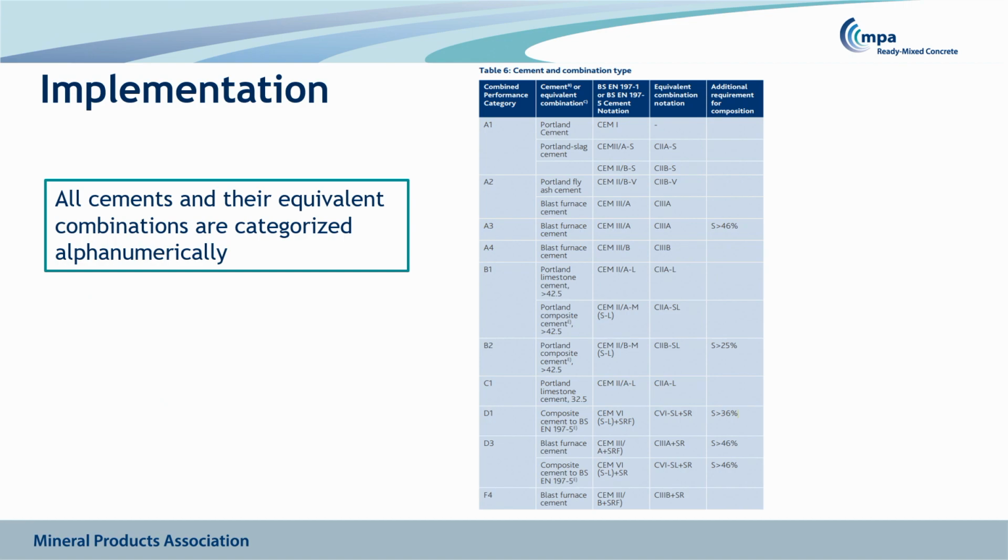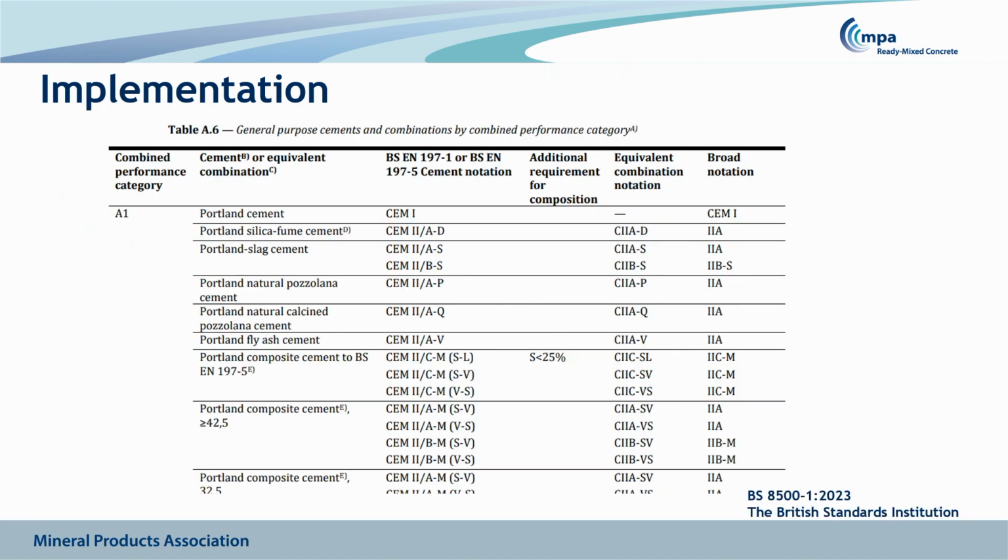So these were combined into an alphanumeric categorization called the Combined Performance category, and all the cements were listed in Table A6. This Table 6 here is once again from the how-to guide that we'll hopefully publish next week, and just gives the combined performance categories of some of these cements. But if we actually look at the top of Table A6 in 8500, you can see why we had to categorize these and not list all the cements. This is just some of the cements that sit currently within the A1 category.